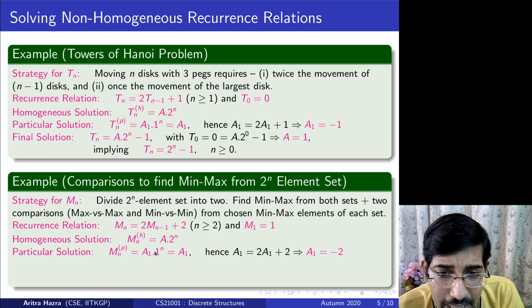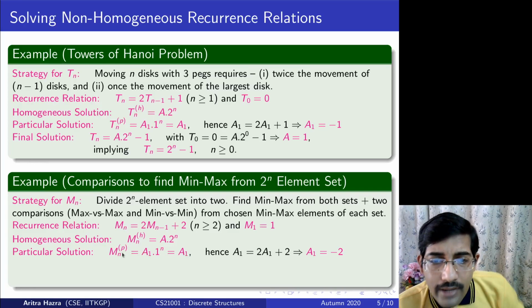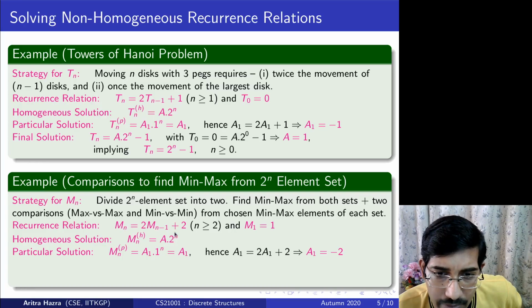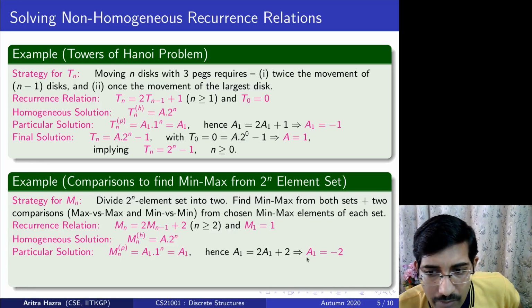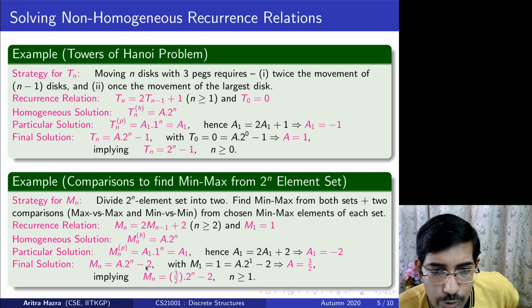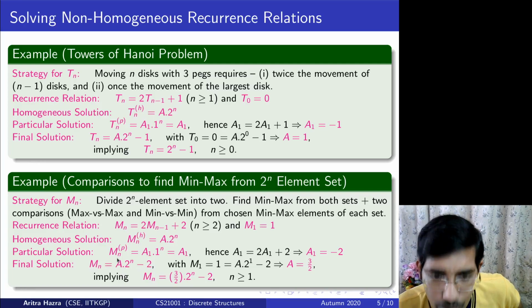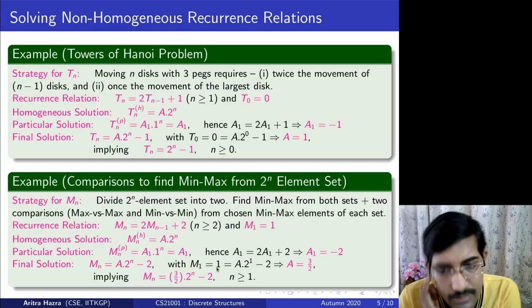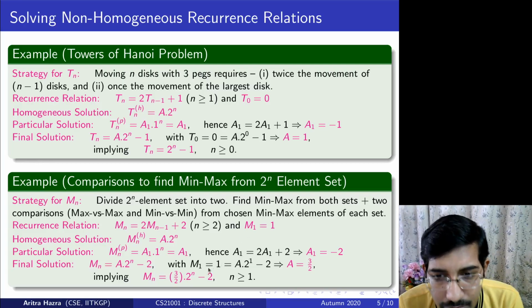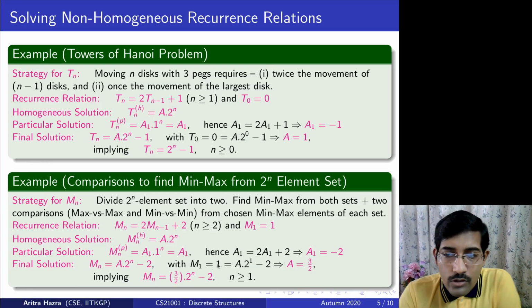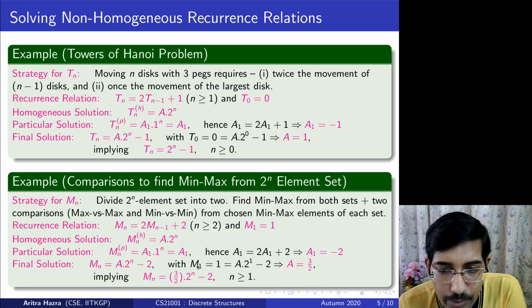So due to linear independence I can take this, and since it is A1, it's a particular solution, and the philosophy of the particular solution is that I will put it in this equation. So A1 equal to 2A1 plus 2 gives me A1 equal to minus 2. Therefore, my final answer is A into 2 to the power n minus 2, that is the homogeneous part plus the particular part. And then finally, if we solve it for the base condition, M1 equal to 1 gives me A equal to 3 by 2. Which means that Mn equal to 3 by 2 into 2 to the power n minus 2.